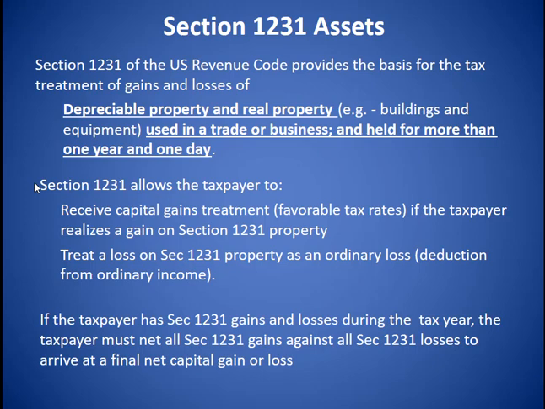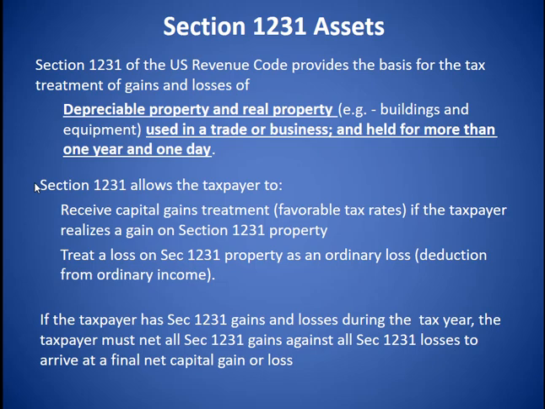the taxpayer realizes a gain on Section 1231 property. And on the other hand, if the transaction results in a loss, we'll be able to claim the loss as an ordinary loss, a deduction from ordinary income on Section 1231 property.